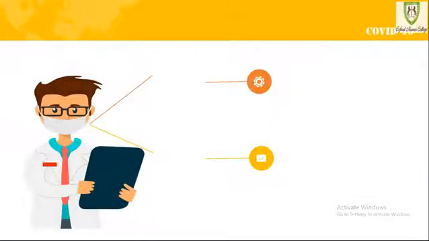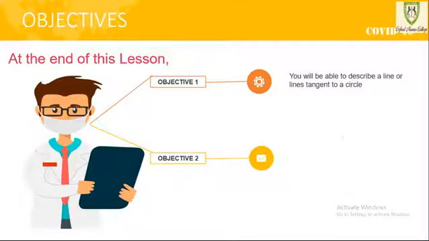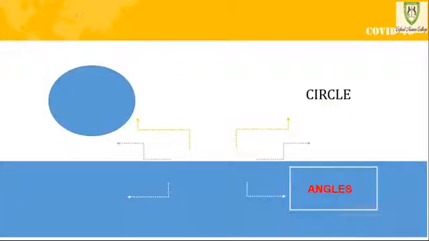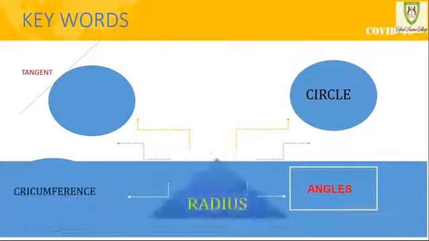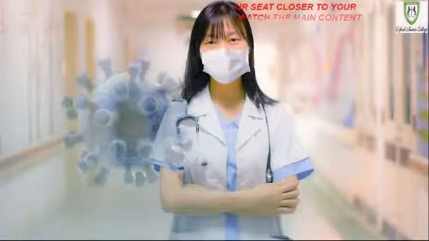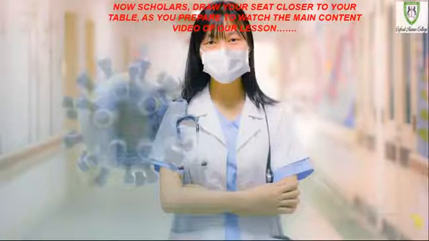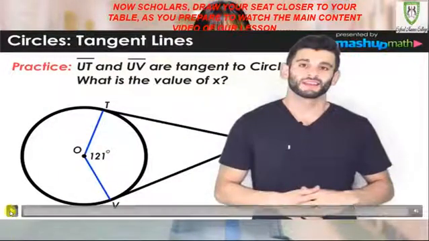And the objective of today's class. And these are keywords: tangent, circle, circumference, radius, angles. Alright, let's sit back and take a look at this video.